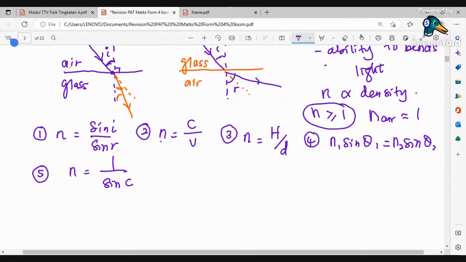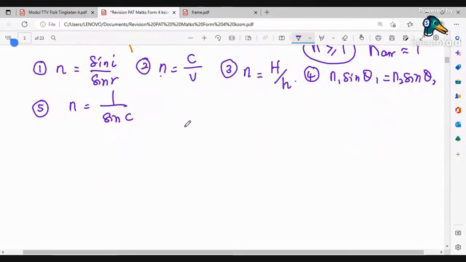These are the formulas you can use to calculate refractive index or find its value. Some books use a capital H divided by small h, some use D. It depends on what is defined by the book. So we have 5 formulas here, and I hope you know how to use them.